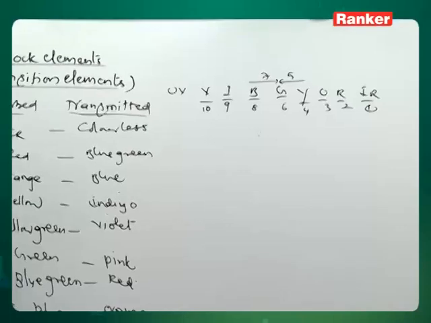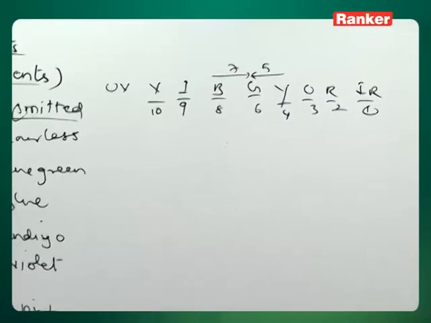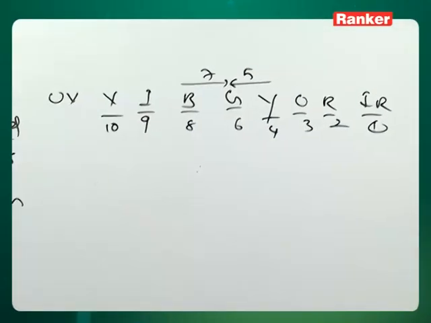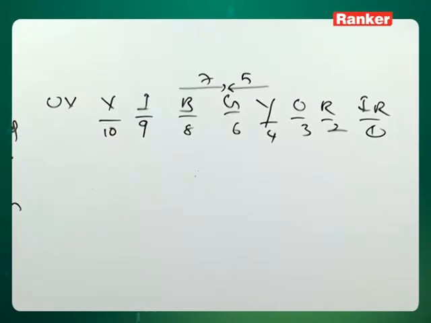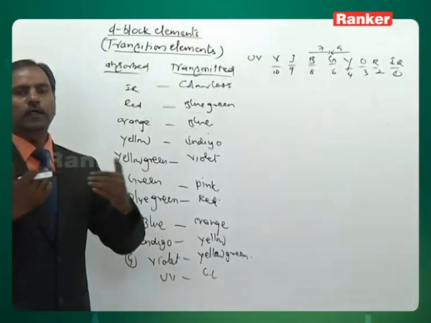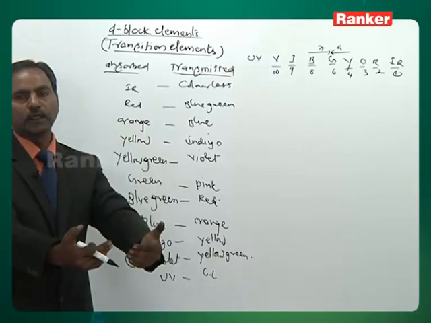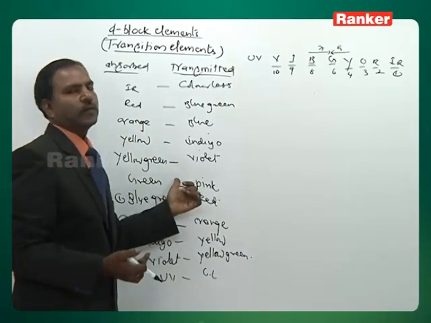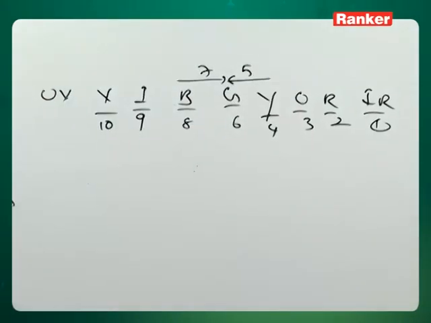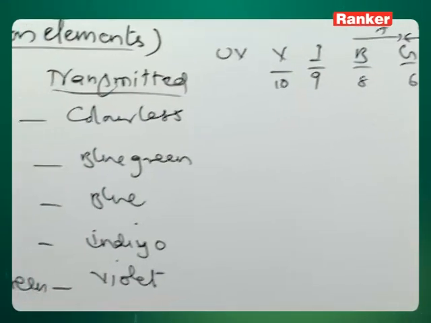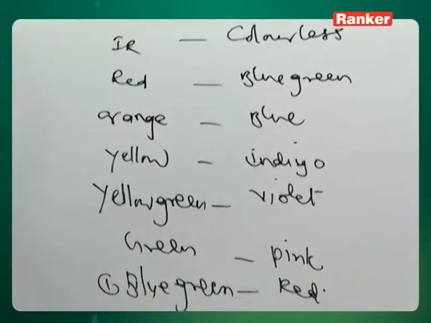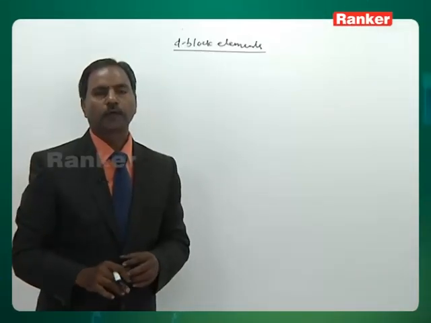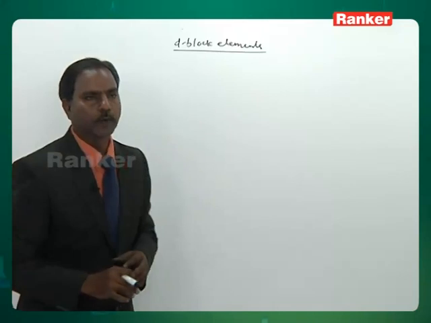What we can conclude? When a color from shorter wavelength is absorbed, a color from longer wavelength region is transmitted, and vice versa. Shorter is absorbed, longer is transmitted. Longer is absorbed, shorter is transmitted. That is the concept we are understanding from this table. So this is complementary colors, and this is the table. Let us see how a question appears on this particular color properties.